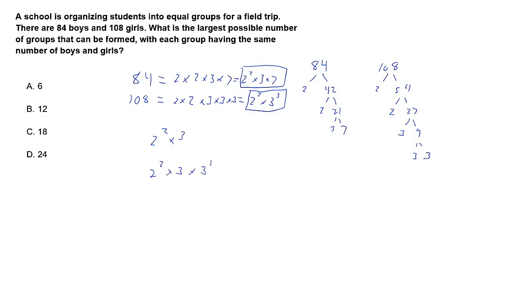times 3 squared times 7. So now I've broken this down as far as I can get it, where I can keep two things in common here. And then I've got a 7 here, and 3 squared is 9. And so those kind of stand alone.